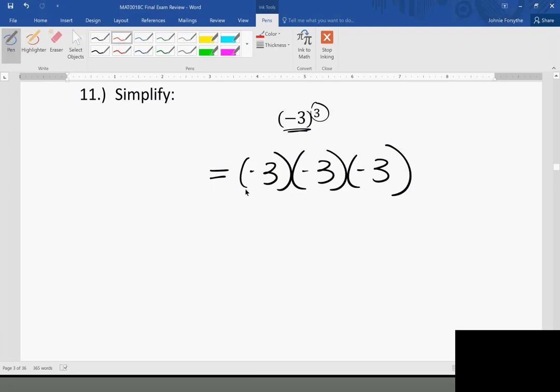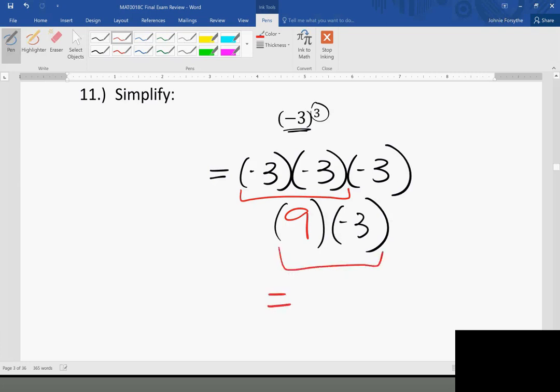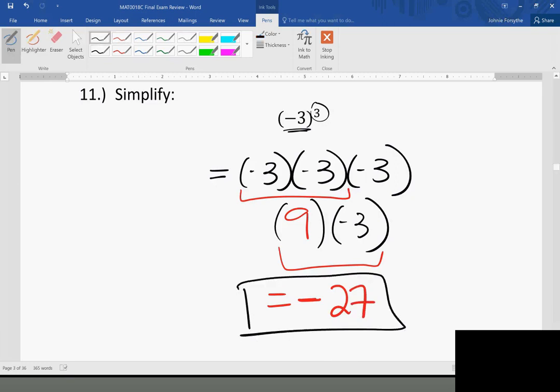So let's work from the left to the right. So negative 3 times negative 3. Well, a negative times a negative is a positive, and 3 times 3 is 9. And then now I have 9 times negative 3. And so 9 times negative 3, I'm multiplying different signs. So I'm going to have a negative, and then 9 times 3 is 27. So the final answer is going to be negative 27.